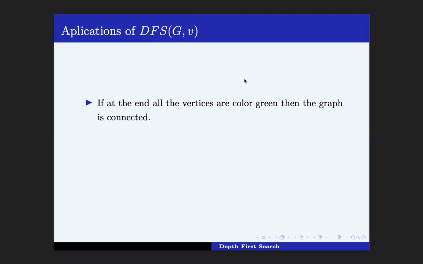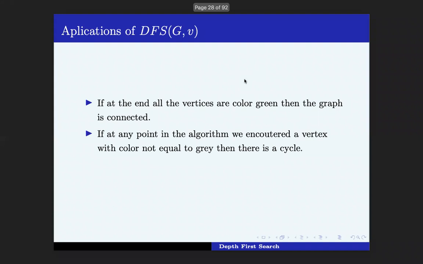Now, of course, the DFS can be used to check whether the graph is connected or not, right? And whether the graph has a cycle or not. As soon as we see that one of these edges is going to another vertex which is not gray, already we know that, oh, there is a cycle. If you don't immediately see this, think about it a little bit and you will see it.